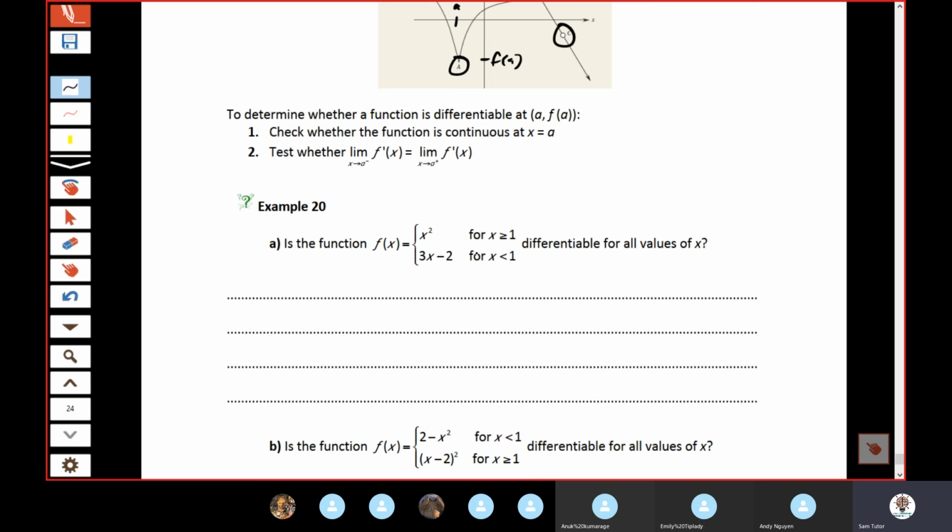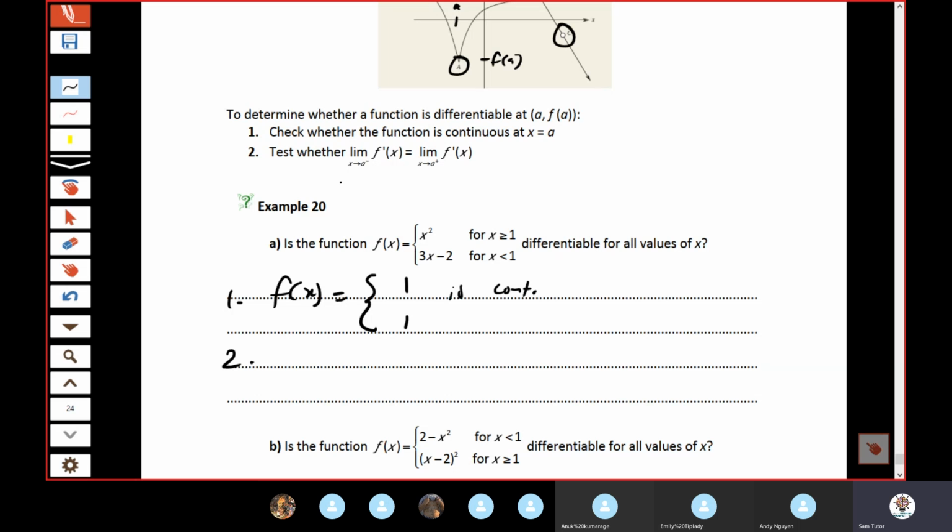So let's have a look at this. Is the function f of x differentiable for all values of x? Well, step 1, check whether it's firstly continuous. For it to be continuous, that means at 1, this must give me 1. And what happens when you sub in 1? Well, 1 squared is 1. And when I sub in 1 into here, 3 times 1 is 3. 3 take away 2 is also 1. So far, this function is continuous.